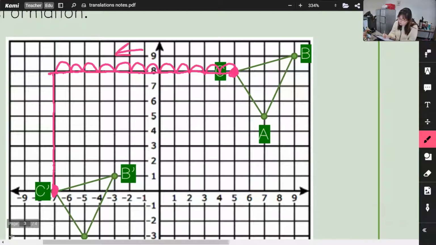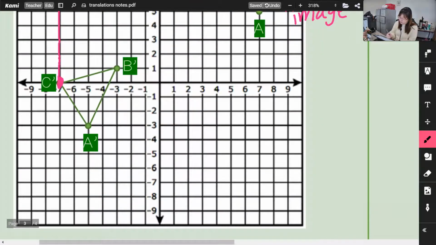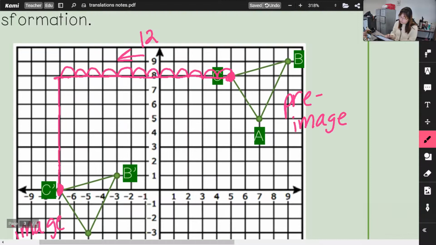So we went to the left, 12. How do we know it went to the left? Because this is our pre-image right here without the prime points, and this is our image. So that's how we know it went left and not right. Okay, so left 12. Then it went down. How far down? 1, 2, 3, 4, 5, 6, 7, 8 down.